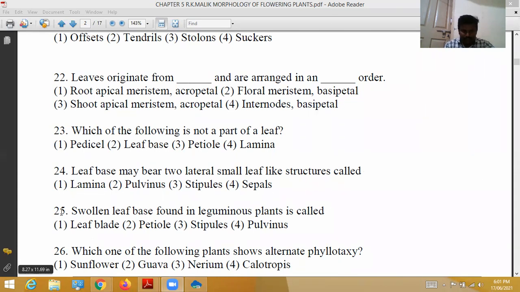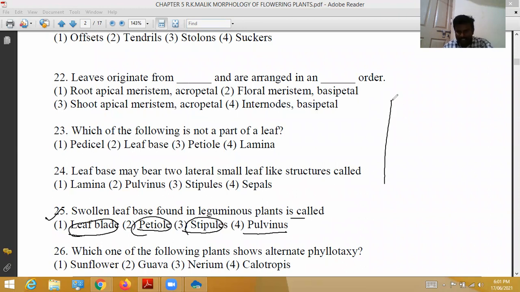Next question, 25th question. Swollen leaf base found in leguminous plants. Is that called leaf blade? It's not a leaf blade, not a petiole, not stipules. It is called pulvinus. Swollen leaf base. See here, this is the stem. From here, the leaf base is swollen. This is called leaf base. The leaf base is swollen. This is the swollen leaf base.